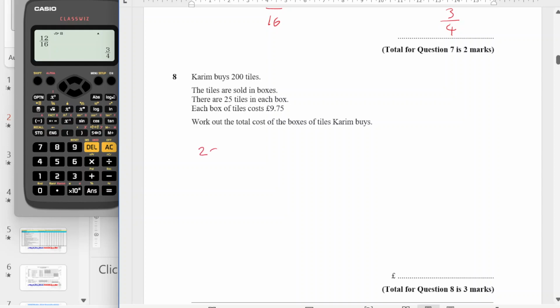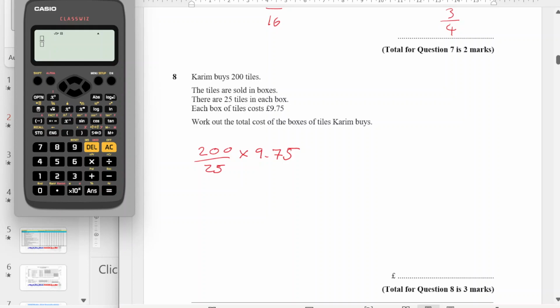So we need to do 200 divided by 25, and then we need to times our answer by 9.75. I wouldn't do any stages to that. I'd type it in like that and use my calculator. So 200 divided by 25, and then I want to times my answer by 9.75, giving me 78.